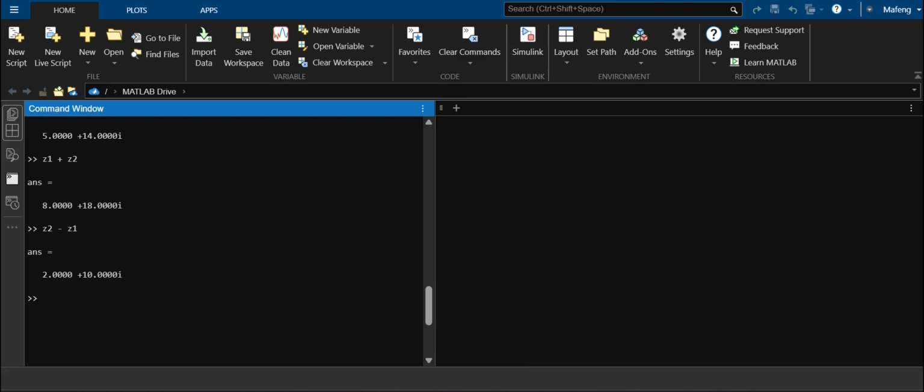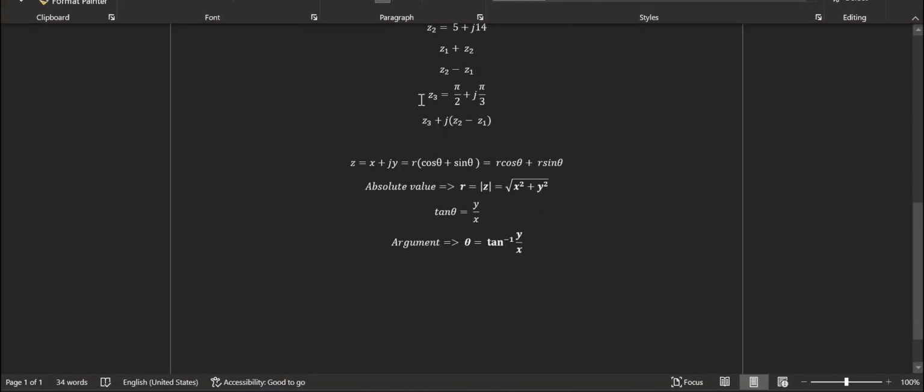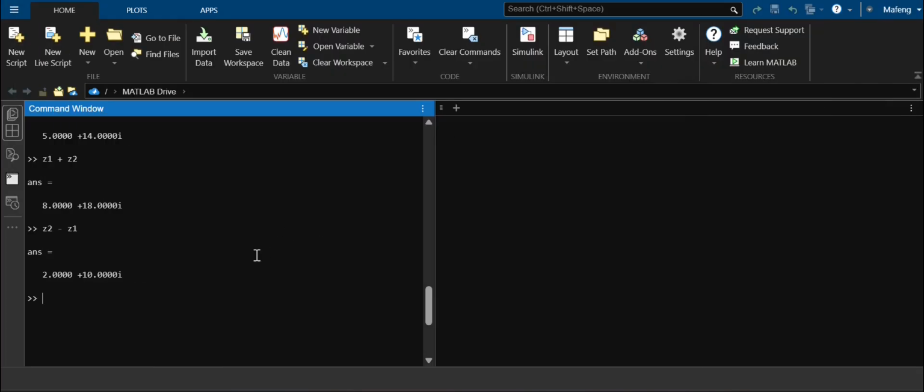Okay. Right, so let's also see this one. Z3 is pi over 2 plus j pi over 3. Pi over 2 is the real part, the imaginary part is pi over 3. Okay, so Z3 is pi over 2 plus pi over 3. Let's use I.